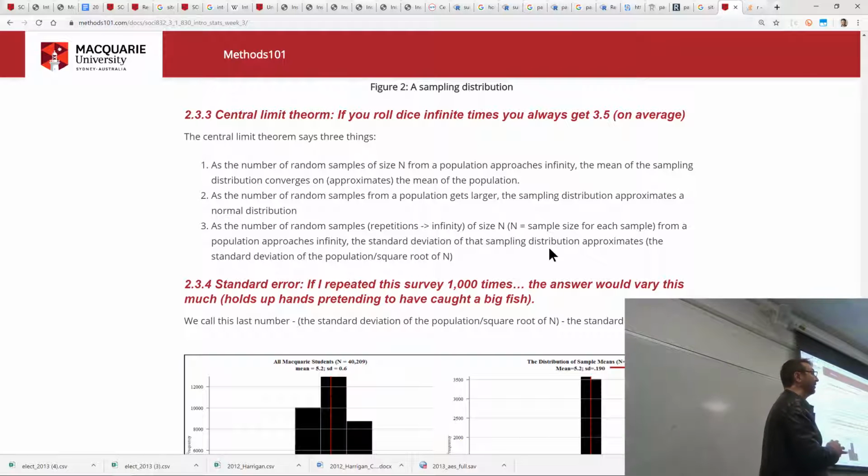Yes? I just want to ask, when do we use the central limit theorem? When exactly do we use it? It underlies all of this. It's a really good question. What it does is this is the proof that the rest of the maths works.